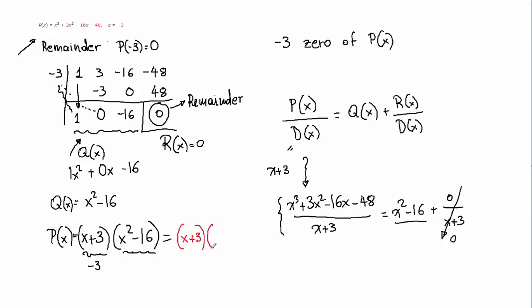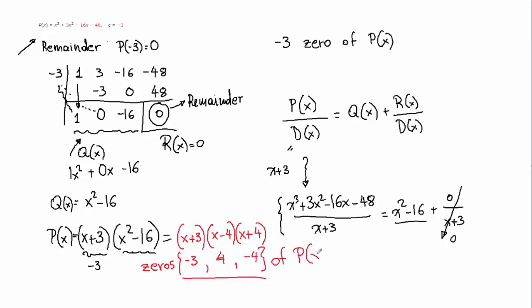x plus 3 is the first factor. X squared minus 16 can be written again as x minus 4, x plus 4. Each one of those will have a solution, and each one of these solutions will be 0 of the polynomial. So, negative 3, 4, and negative 4 are the three zeros for the polynomial. Observe here that the polynomial is of degree 3, so I do expect to have, in total, 3 solutions, meaning 3 zeros for the p of x.